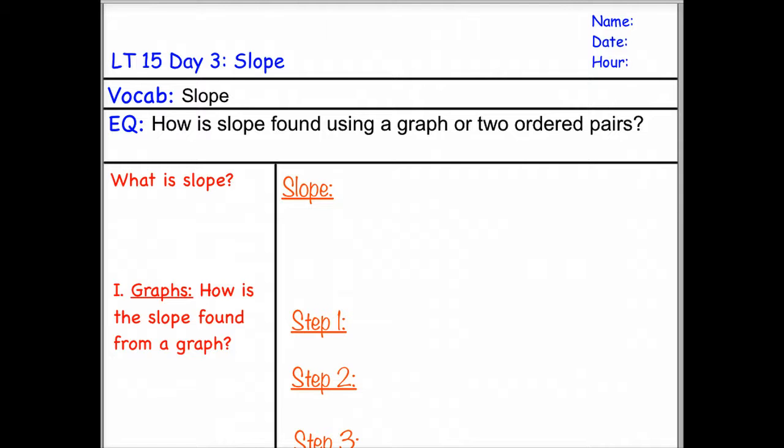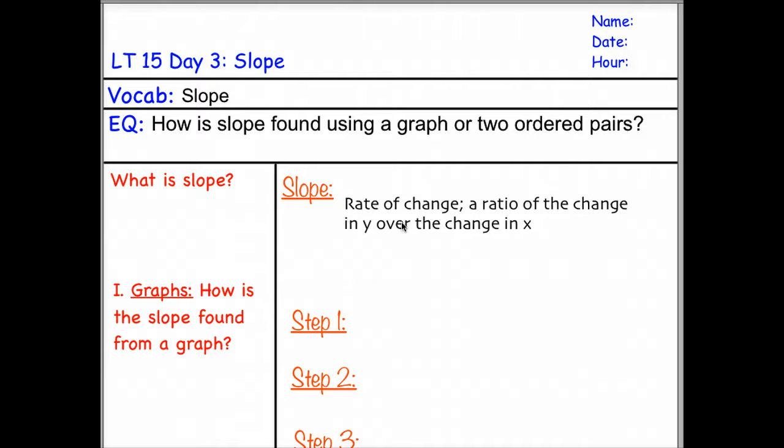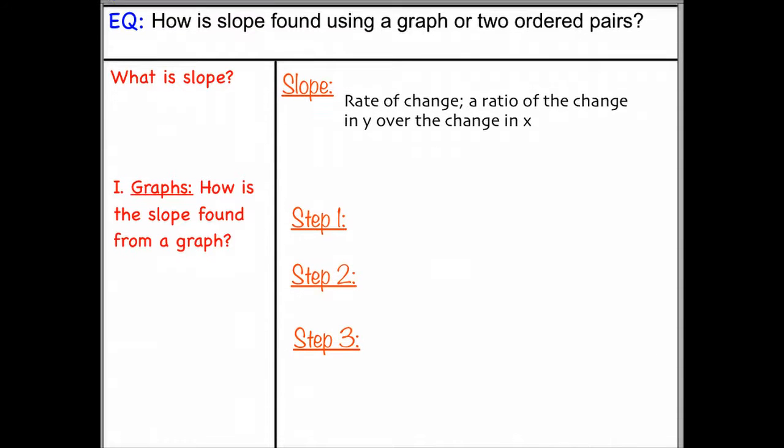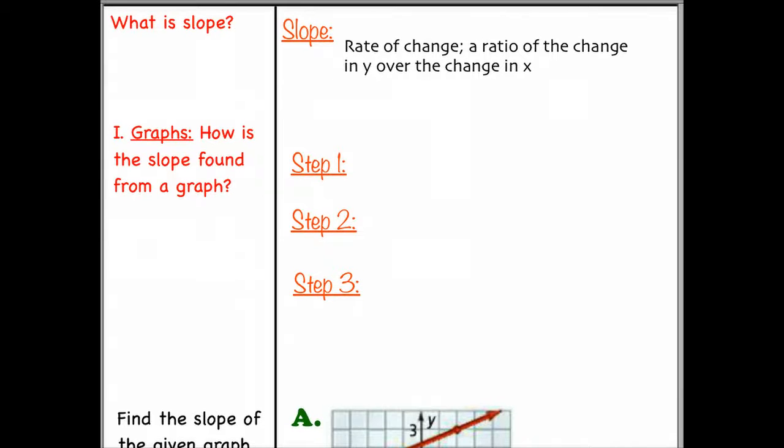So first we want to know, what is a slope? The slope is the rate of change. So the rate of change is what we talked about in the last video. A ratio of the change in y over the change in x. So let's go through and pick out some steps we can take to solve.